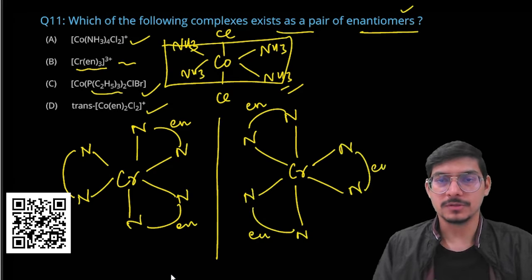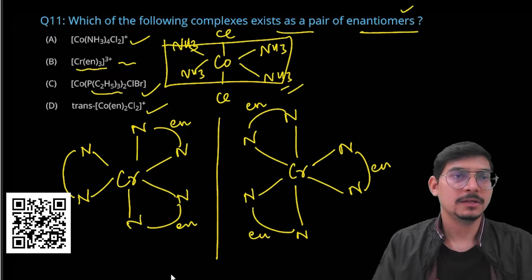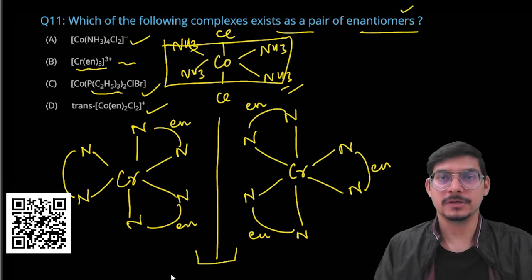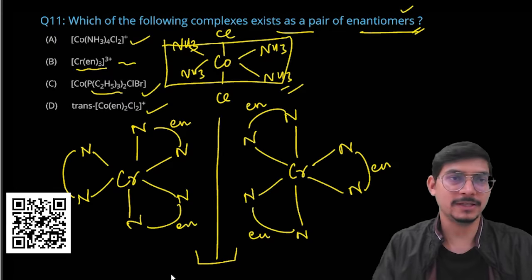So because of the presence of chelating ligand, this complex [Cr(en)3]3+ exists as a pair of non-superimposable mirror images, that is enantiomers, and hence it is optically active. So the correct answer to this question is option B. Thank you.